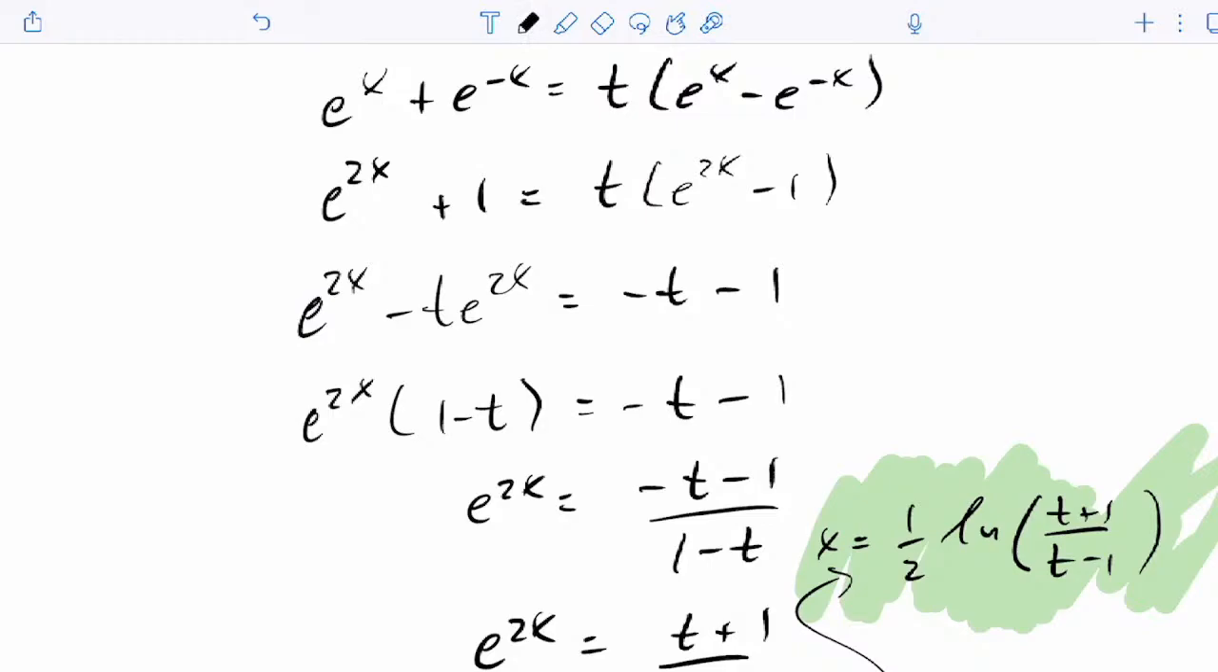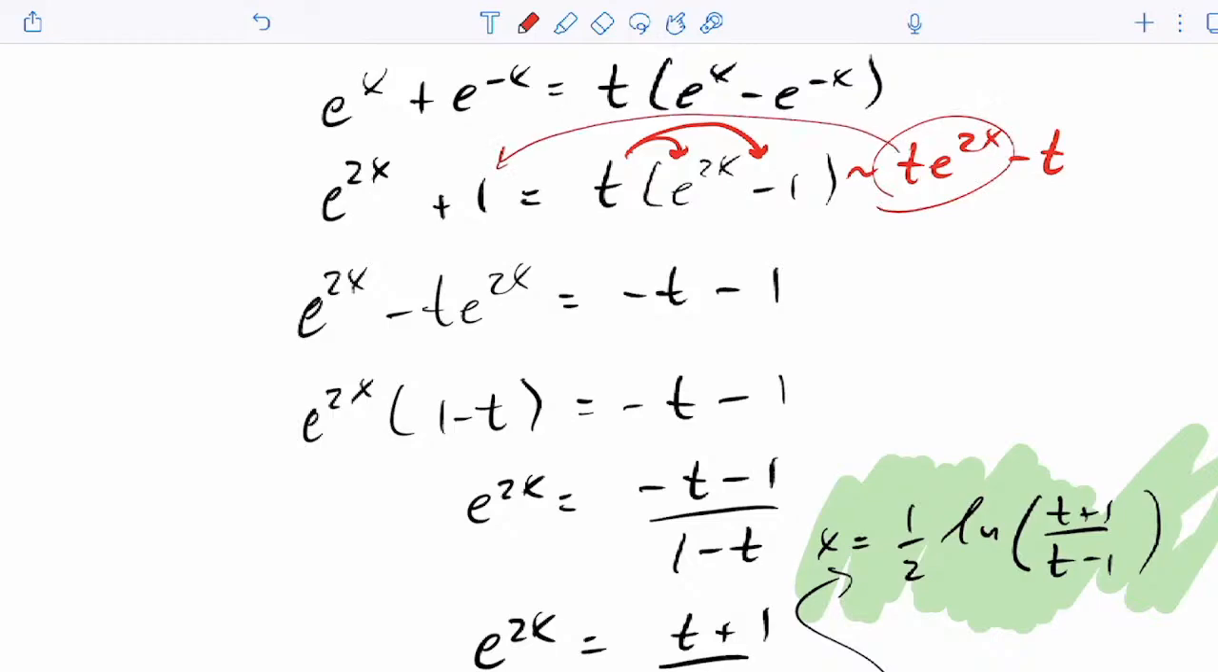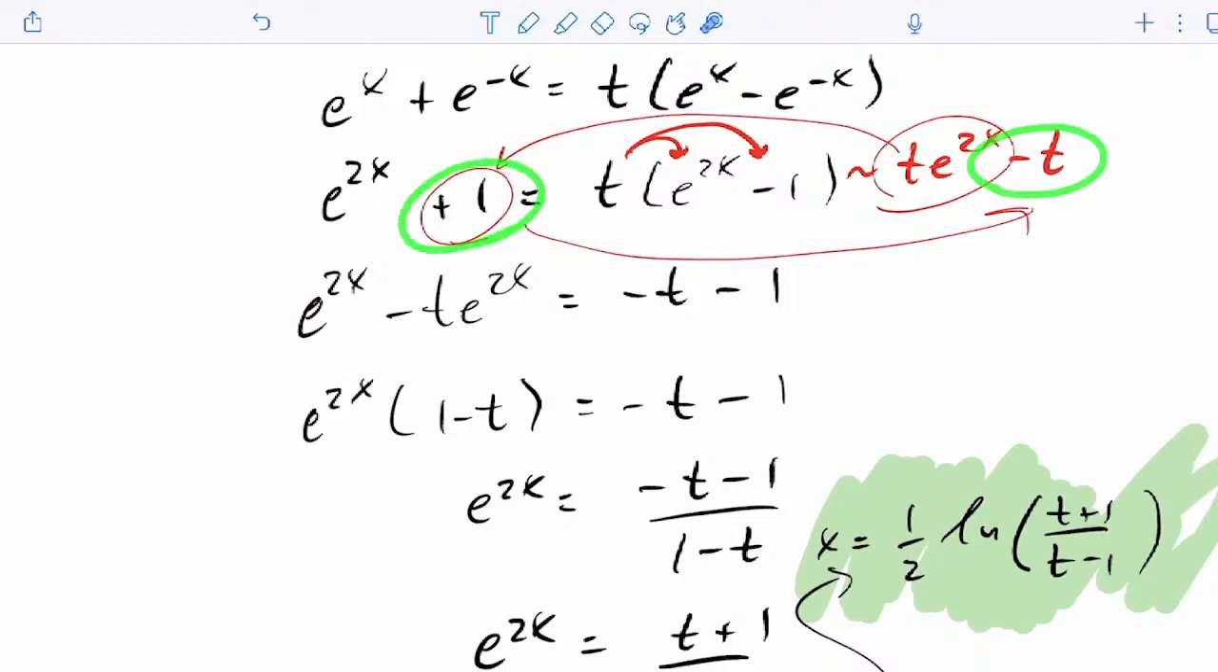I got the negative t minus 1 by distributing. If you distribute this into the brackets, you get t e to the 2t minus t. So then I brought that to the other side, and then I brought the 1 to this side. So you get negative t, that becomes a minus 1, negative t minus 1.